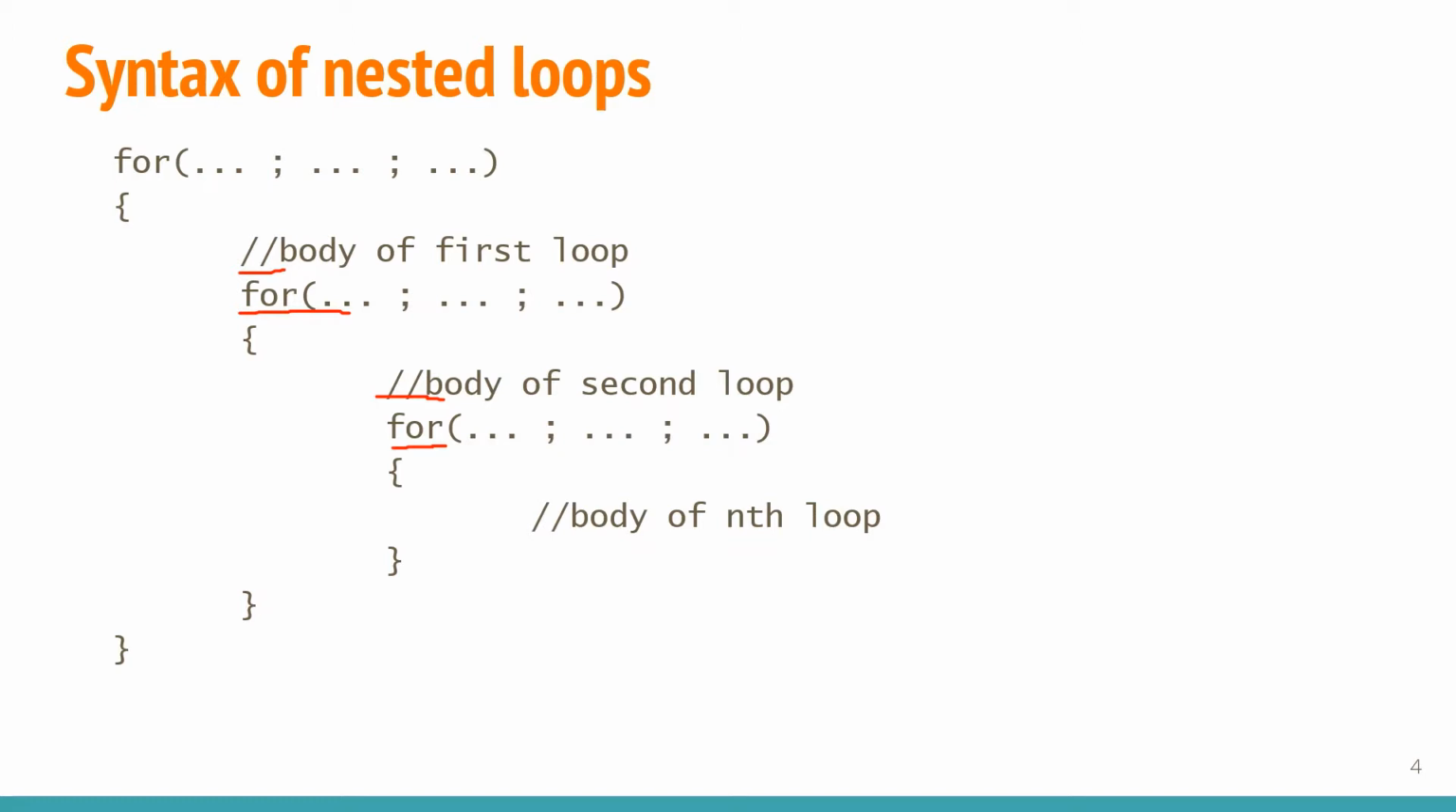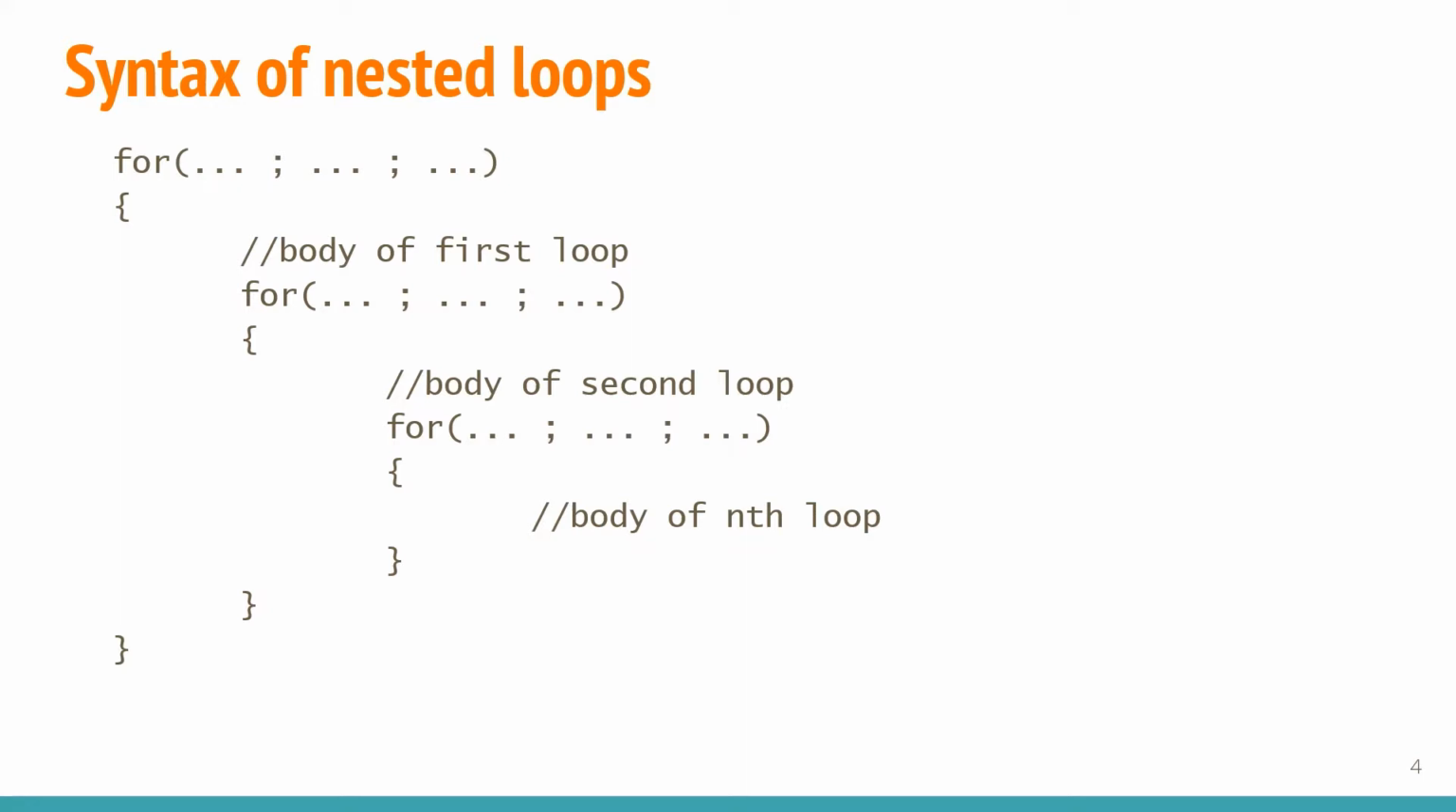So this is a nested loop because in one for loop I have another for loop. Inside another for loop I have another for loop. Inside another for loop I have another for loop. This went on up to n for loops. The value of n can be a very large number. This is the general syntax of nested loops.